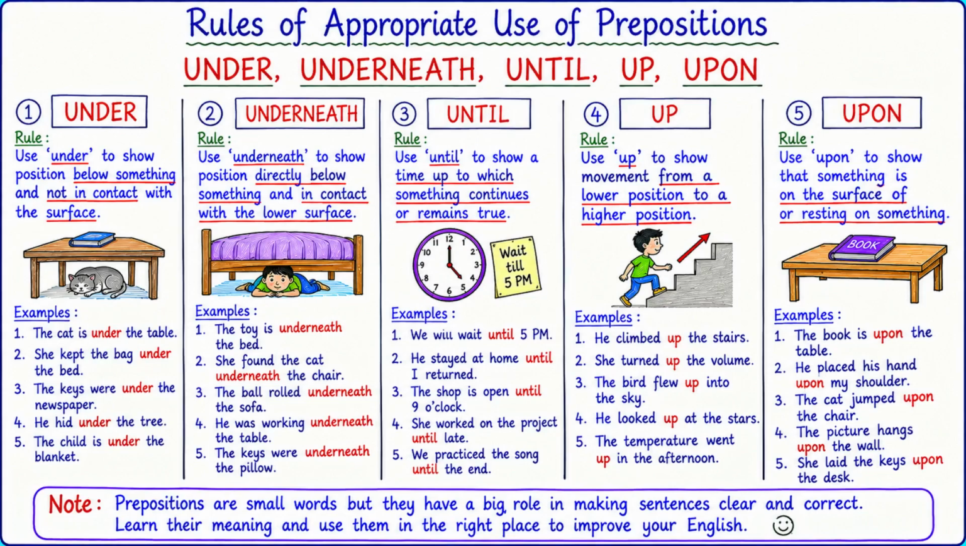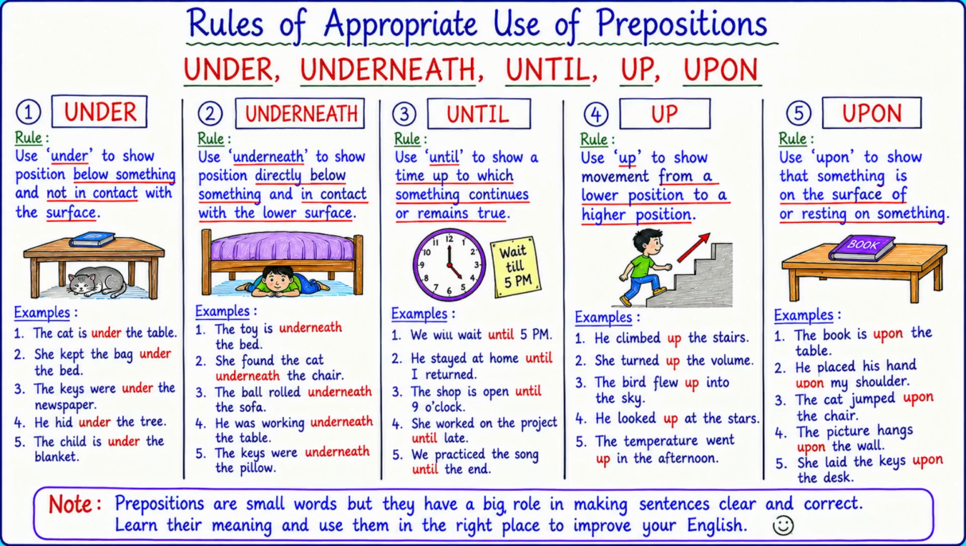1. Under. Let's begin with under. We use under to show that something is below something else, generally without emphasizing direct contact with its surface. For example, 1. The cat is under the table. The cat is below the table. 2. She kept the bag under the bed. The bag is positioned below the bed.